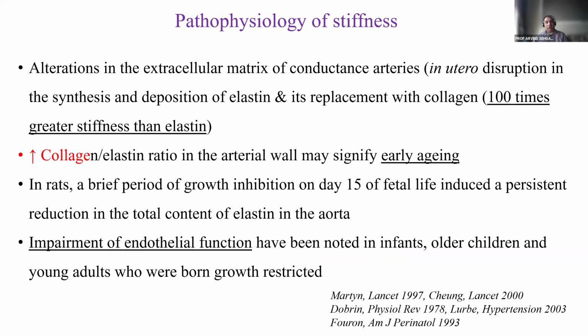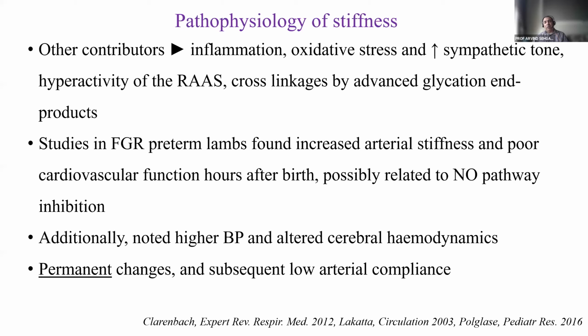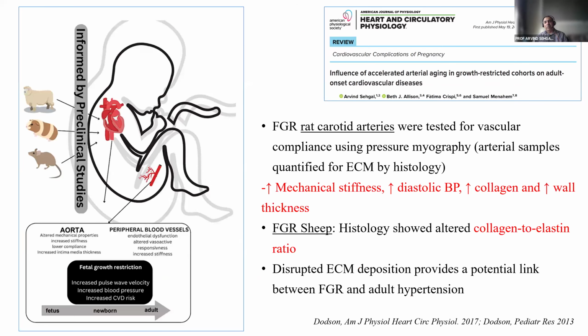Along with the collagen elastin ratio, there are other changes like changes in the extracellular matrix, also impairment of endothelial function in these cohorts. That's very important. The other contributors, like importantly, the renin, angiotensin, aldosterone system, and also the sympathetic tone, inflammation, and oxidative stress. And unfortunately, the data which is cross-sectional as well as longitudinal tells you that the effect of these changes doesn't really go away after birth. While you are away from that hypoxemic, less nourished environment, these changes tend to be permanent in nature, and subsequently you see even in young adults, the arterial compliance stays low.